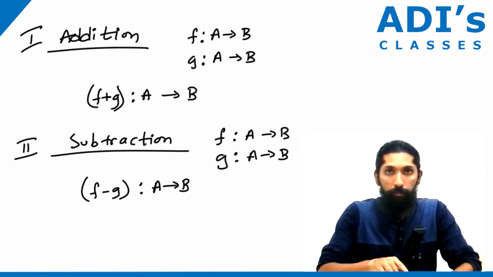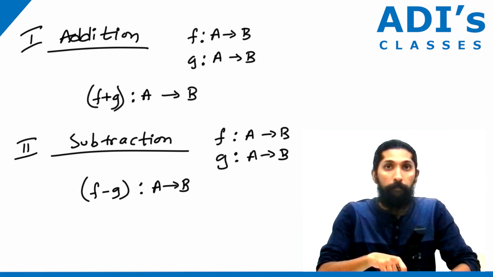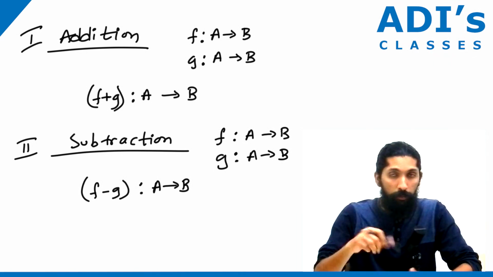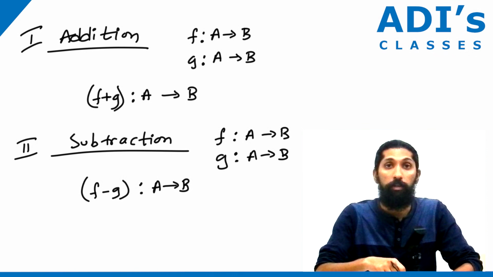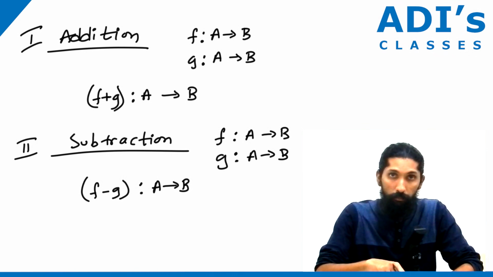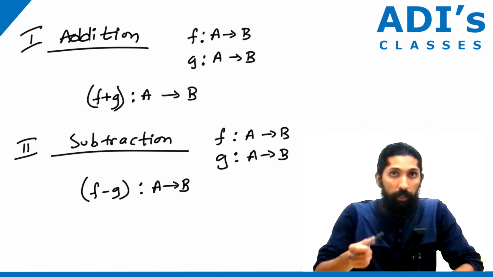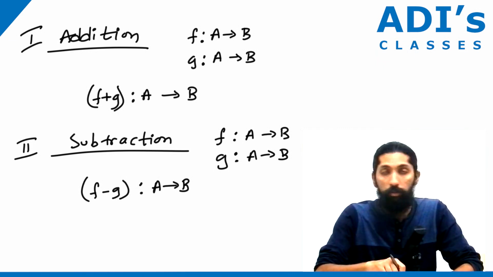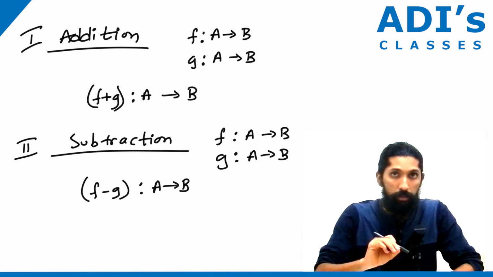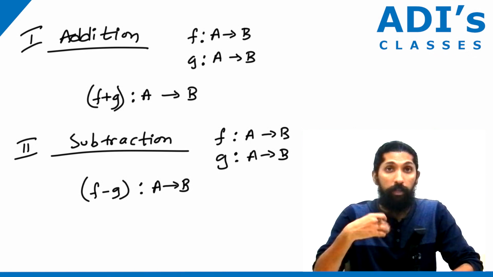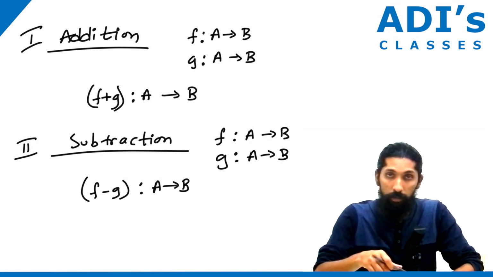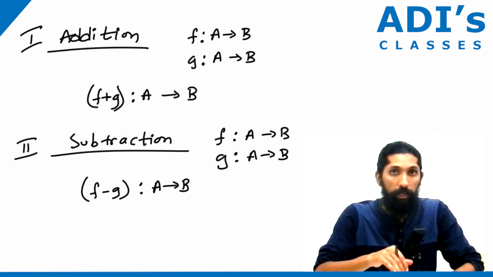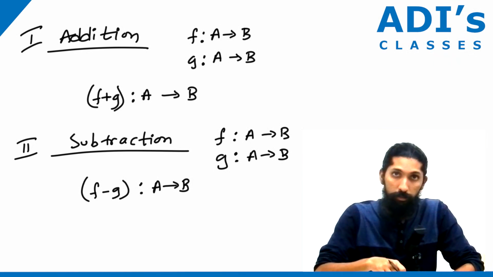And one more thing I want to be very clear with you guys is that whenever we talk about these functions, we talk about real functions. In the sense, the domain and the codomain, both of them are real numbers. We are not looking at any other type of numbers here. We are looking at just real numbers. Clear? So that's why whenever we write f minus g, f plus g and all these things, the domain and the range both are real numbers.